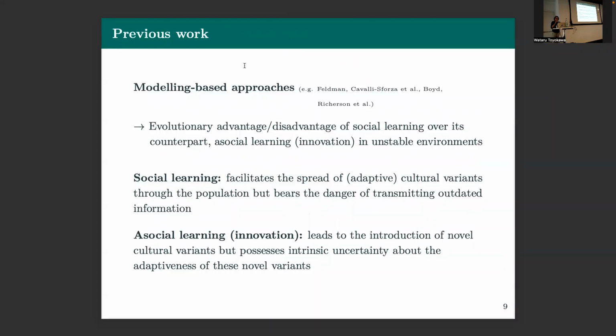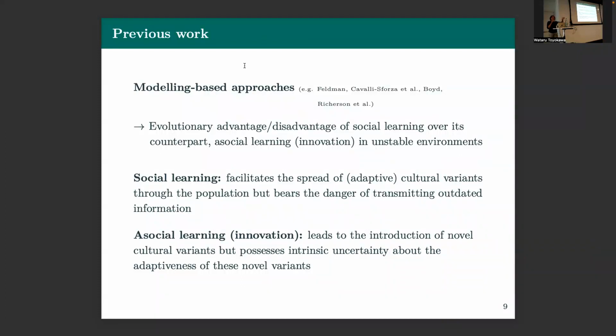On the basis of those models, researchers tried to establish the evolutionary advantage or disadvantage of social learning over its counterpart, asocial learning, which in this literature is often used synonymously with innovation, particularly in unstable environments. Now, social learning, we all know, facilitates the spread of often adaptive cultural variants through the population, but of course it also bears the danger of transmitting outdated information.